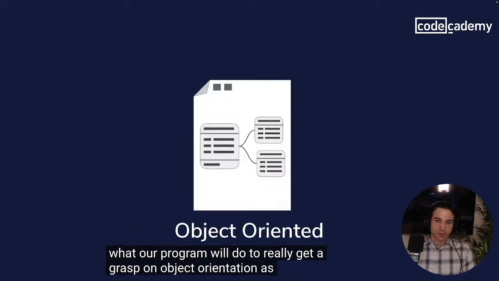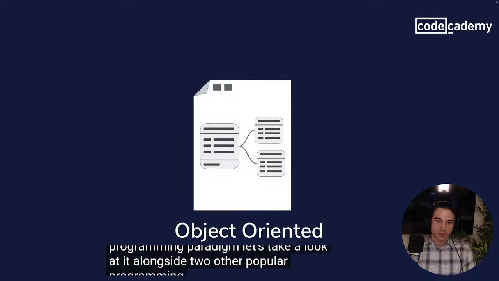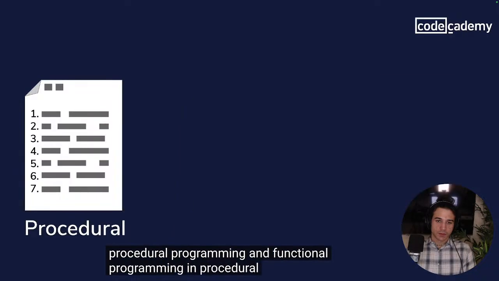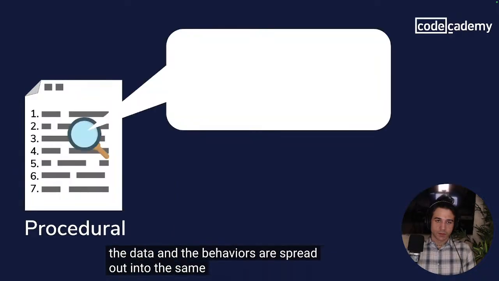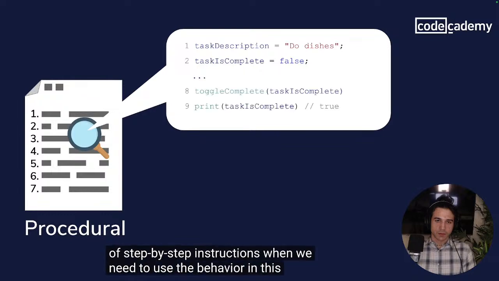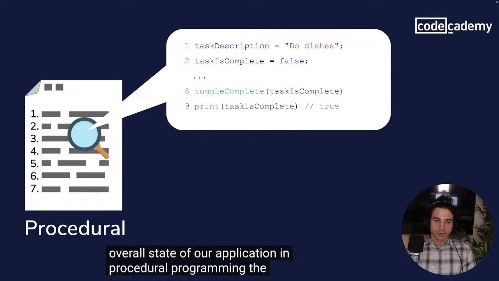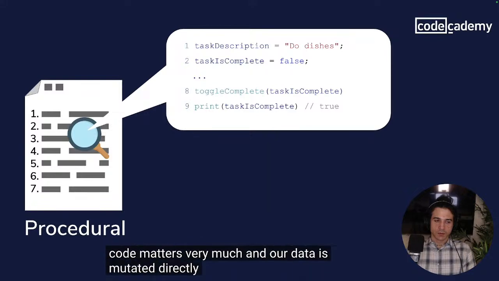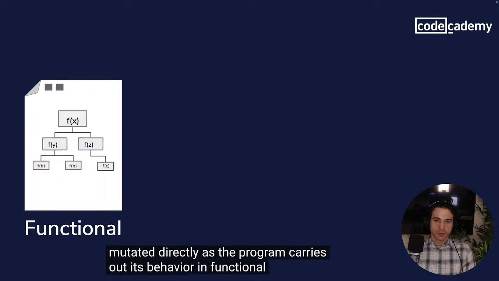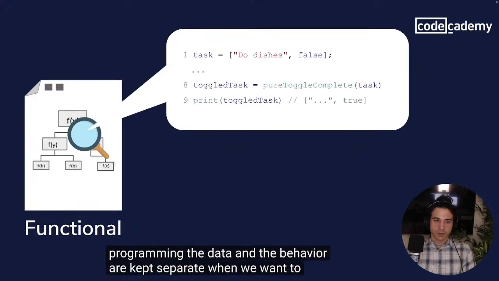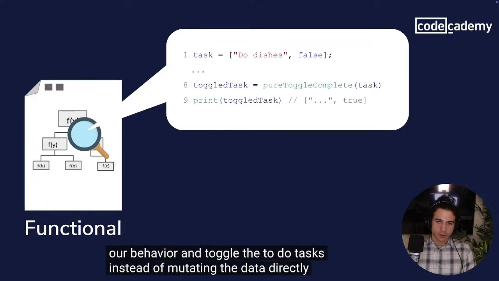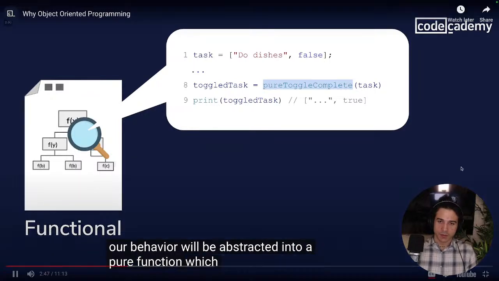To really get a grasp on object orientation as a programming paradigm, let's take a look at it alongside 2 other popular programming paradigms, procedural programming and functional programming. In procedural programming, the data and the behaviors are spread out into the same set of step-by-step instructions. When we need to use the behavior, in this case, toggling a to-do task, we can manipulate the data directly, thus changing the overall state of our application. In procedural programming, the order of our code matters very much, and our data is mutated directly as the program carries out its behavior. In functional programming, the data and the behavior are kept separate. When we want to use our behavior and toggle the to-do task, instead of mutating the data directly, our behavior will be abstracted into a pure function, which takes our data in as an input.